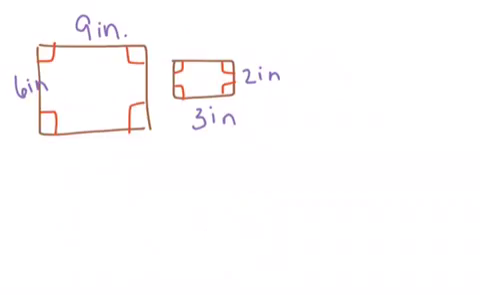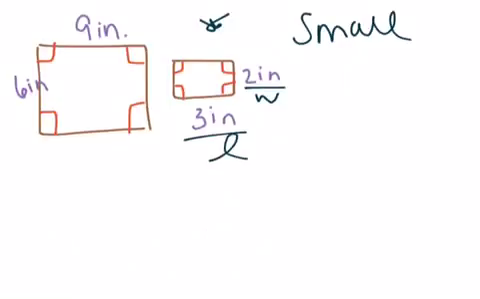Okay, so we have this rectangle here with a width of 6 inches and a length of 9 inches, and then over here we have a length of 3 inches and a width of 2 inches. So we're going to set it up like this. We're going to do the small rectangle first over here. Okay? So we just said that this is our width, this is our length. Width, length, width.